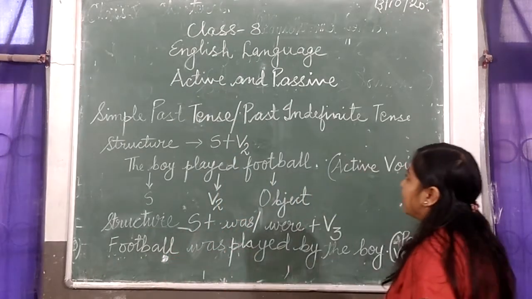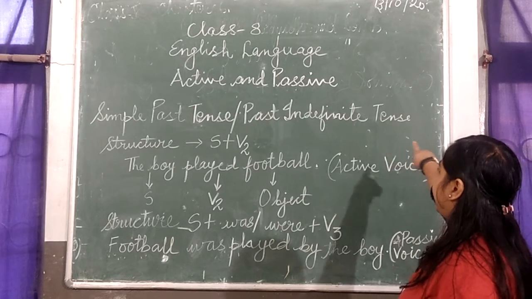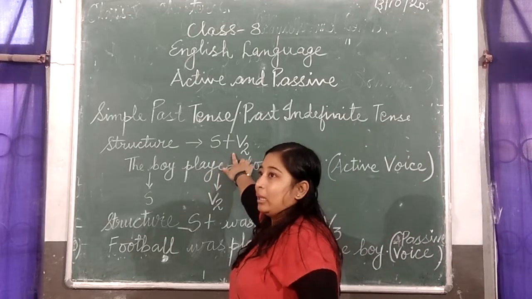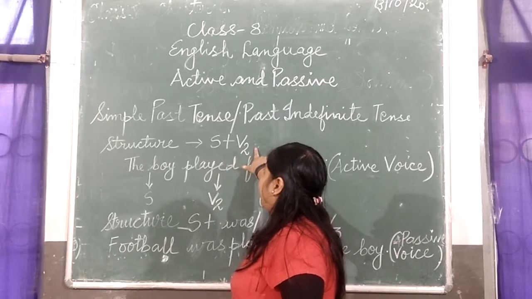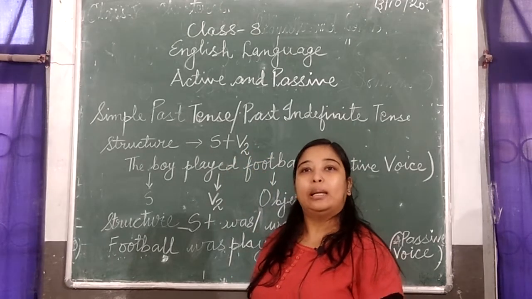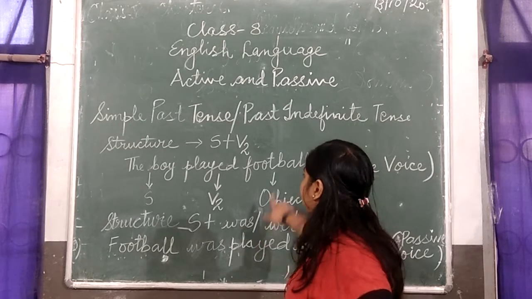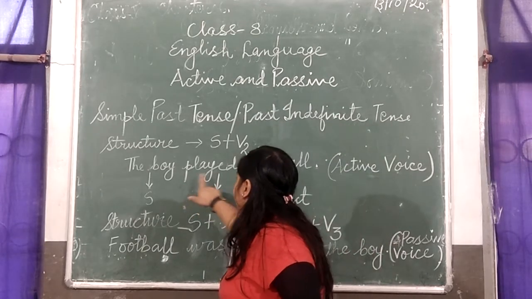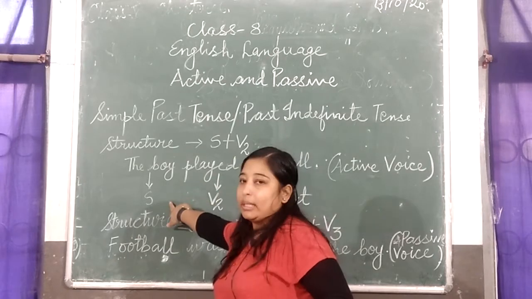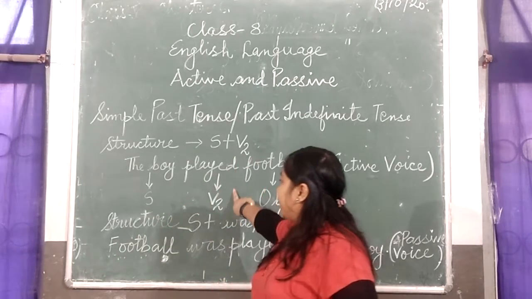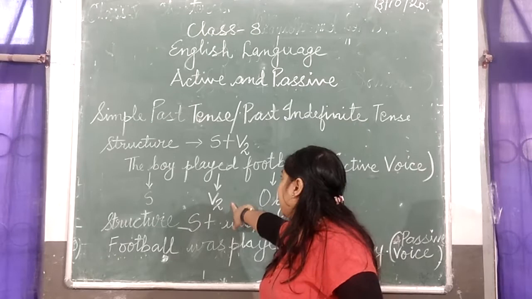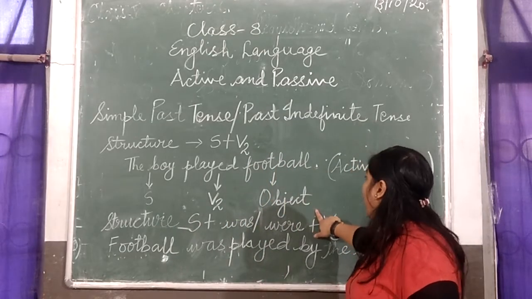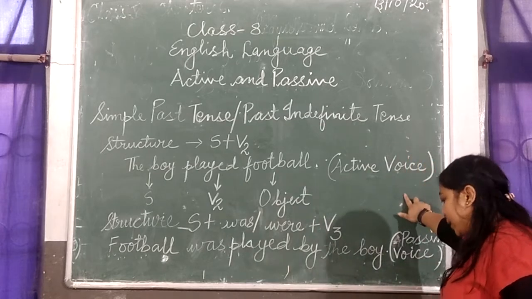Now simple past tense is also known as the past indefinite tense, and the structure for simple past tense is the subject and the V2 form of the verb, means the past form of the verb. The example goes like this: the boy played football. The boy is the subject here. Played is the V2 form of the verb, and football is the object. This is in the active.